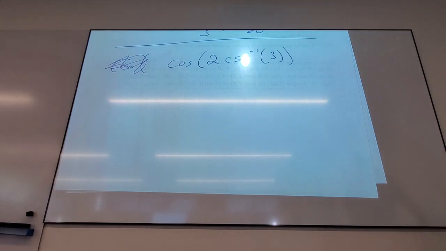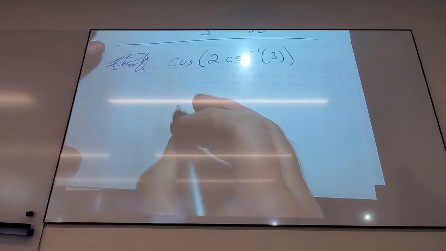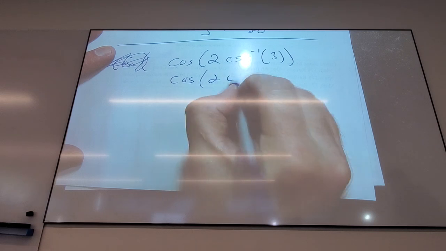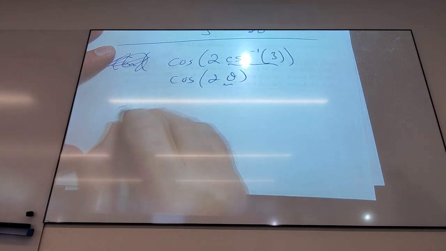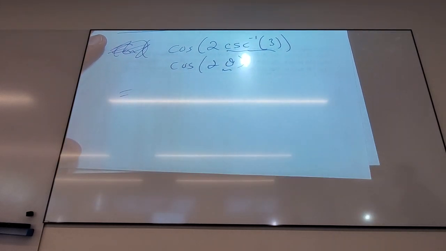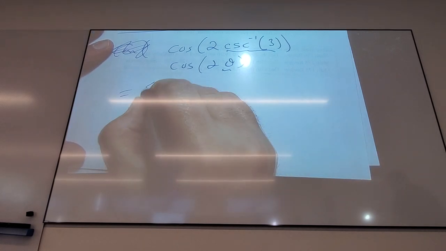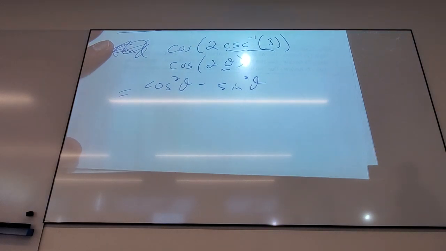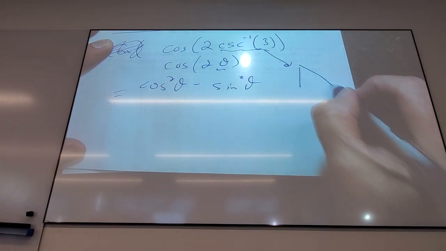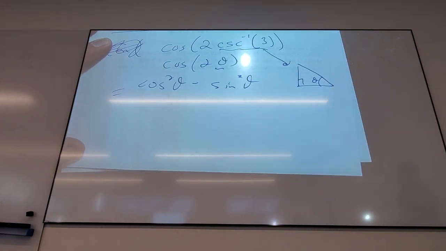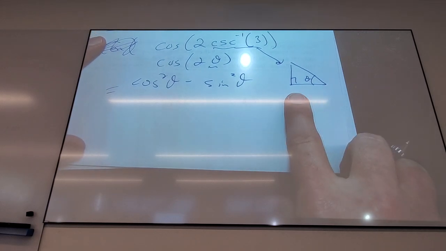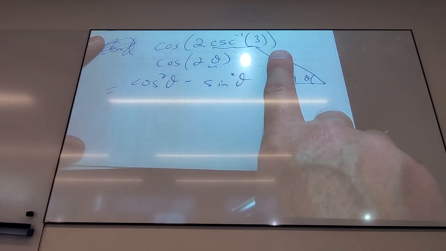So what is a double angle formula for cosine? Give me any one you know. Say again. Cosine squared theta minus sine squared theta. So now if I draw this picture, how do I draw the picture? You did it, Jeff. How do I label the picture?